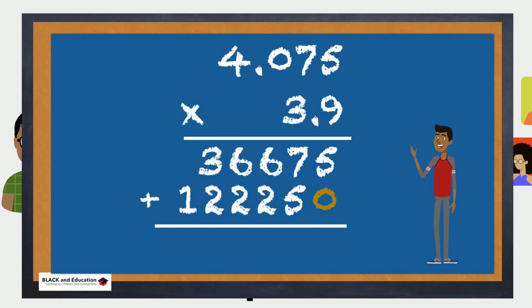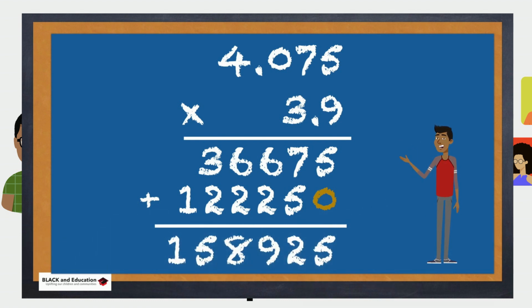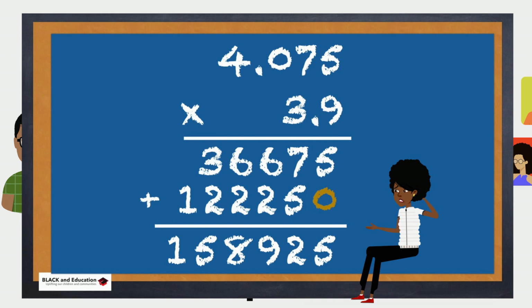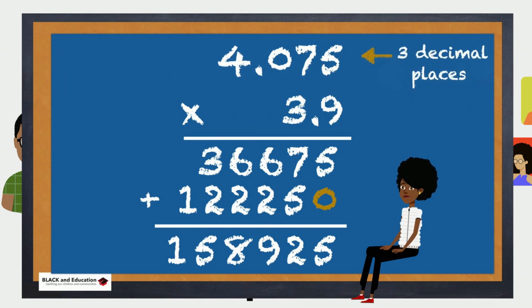We have to add these 2 rows up. And notice I have a 0 at the bottom for a place value. When I add this up, I get my answer, 15,8925. So where do I put the decimal points? I did my multiplication right. How do I figure out the decimal places?